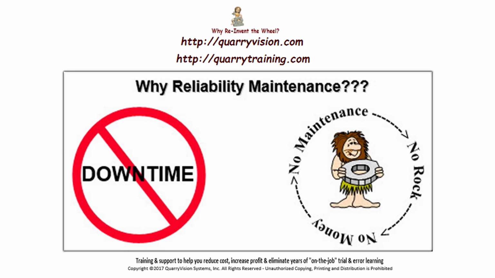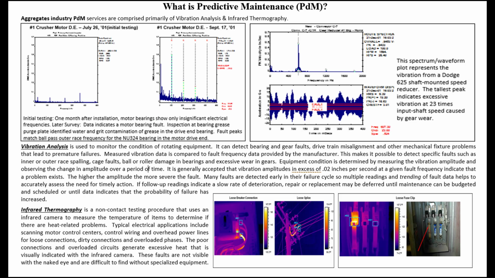What is predictive maintenance? Predictive maintenance is the most technologically advanced element in a maintenance program. It utilizes microprocessor-based technology to evaluate the condition of operating equipment. Aggregates industry PDM services are comprised primarily of vibration analysis and infrared thermography.